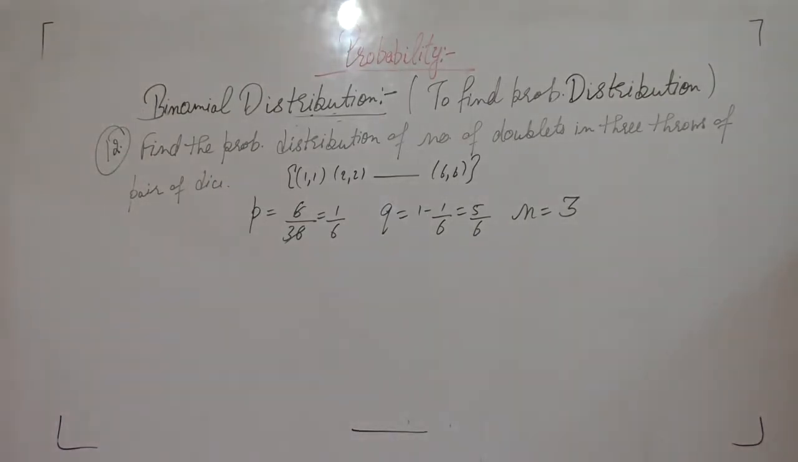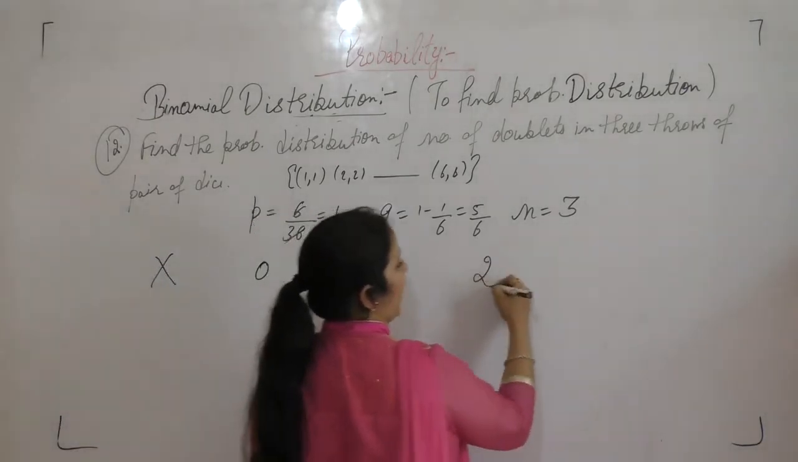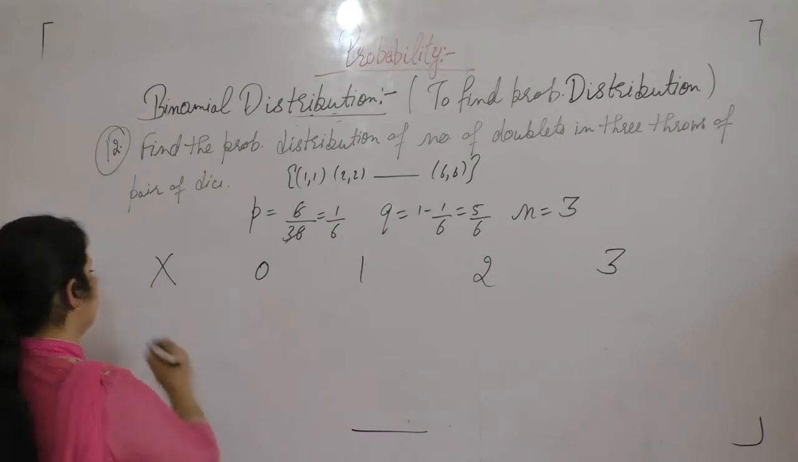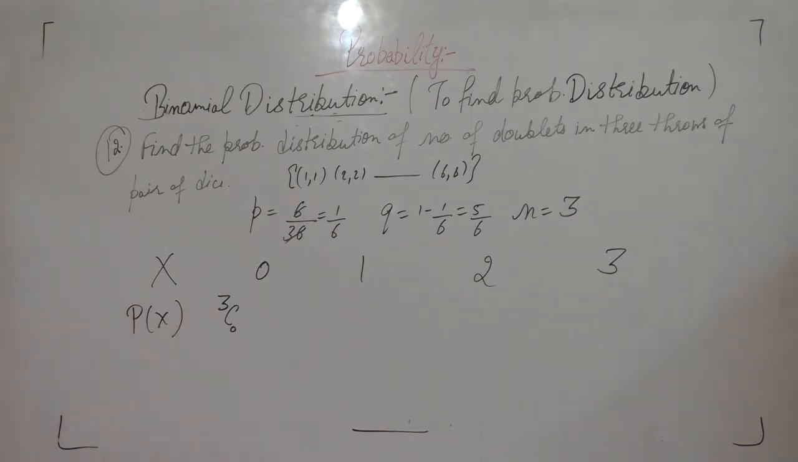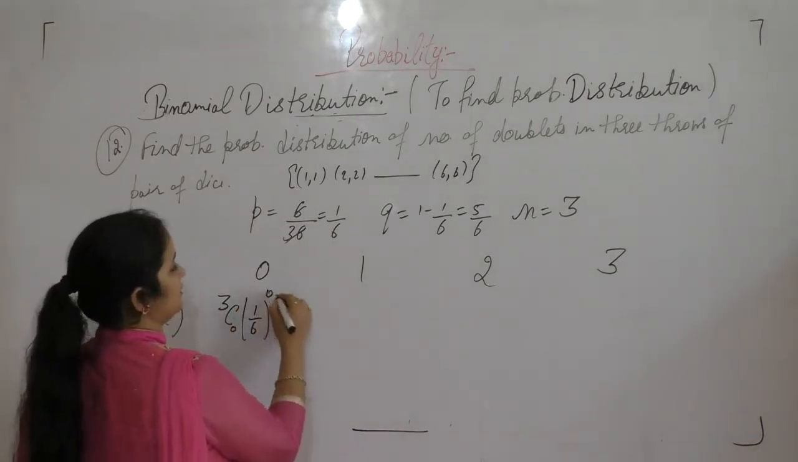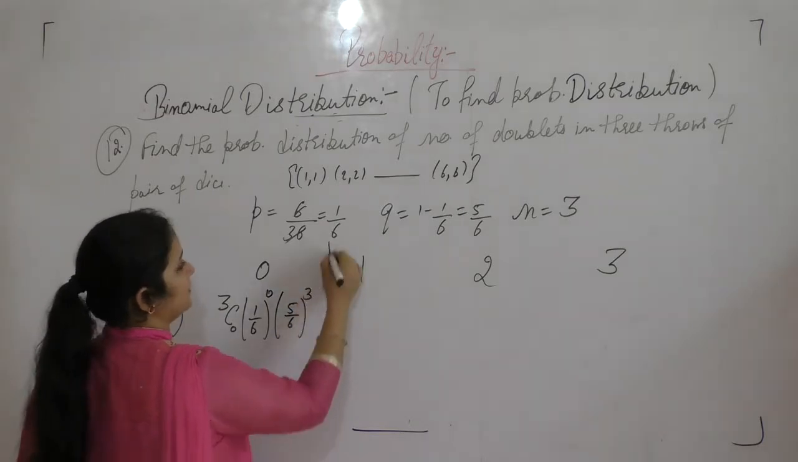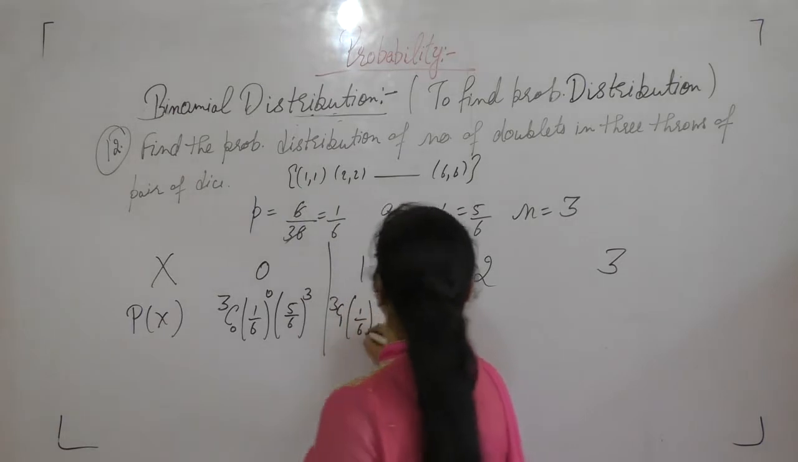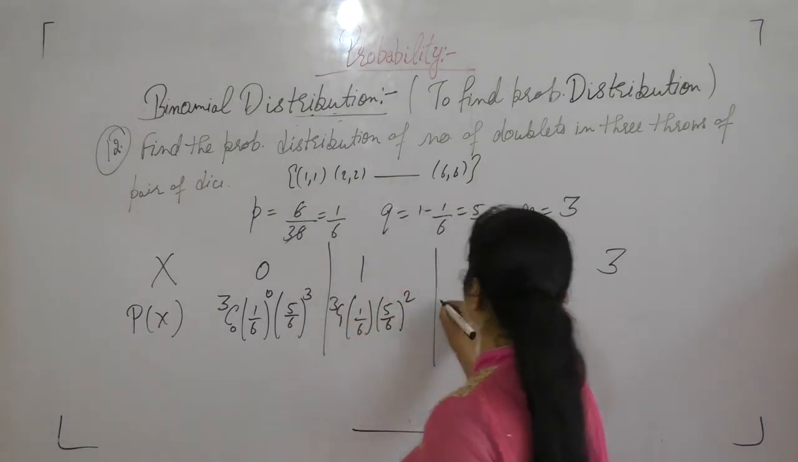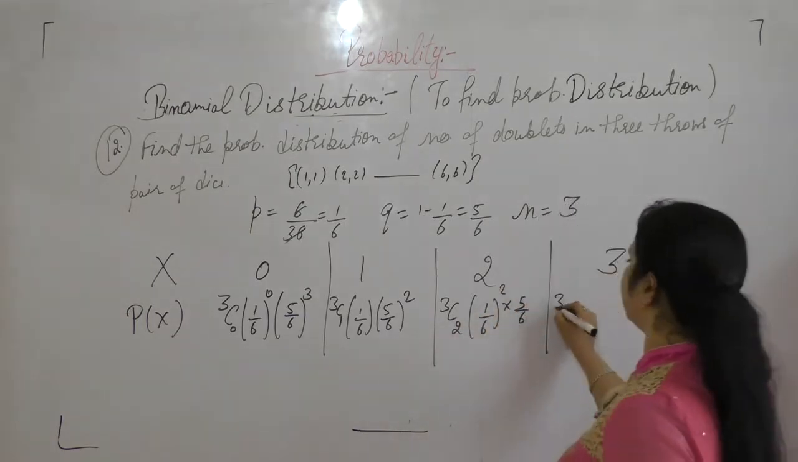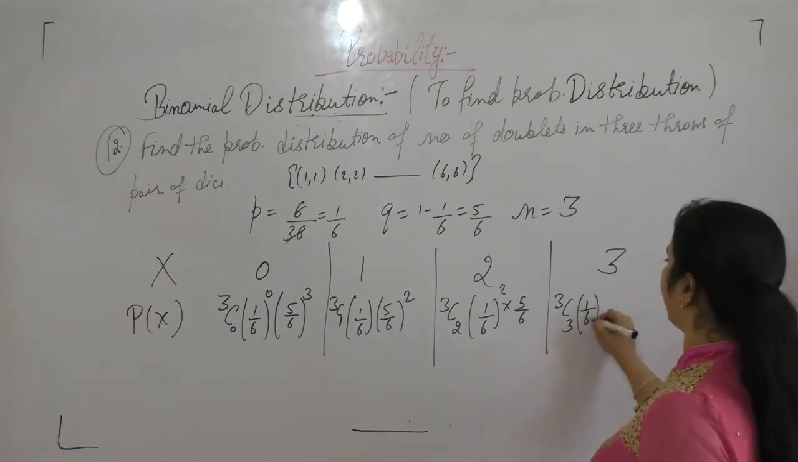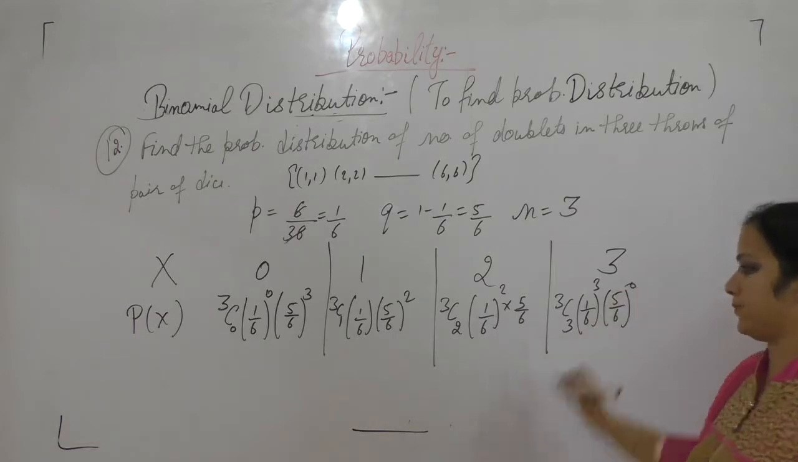Now what we want to find, number of doublets in 3 throws of die. 3 throws, so X is value 0, 1, 2 and 3. So probability of X: 3C0 P power 0 Q power 3, 3C1 P power 1 Q square, 3C2 P square into Q, 3C3 P power 3 and Q power 0.